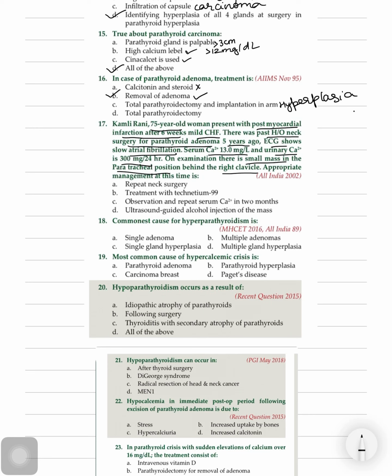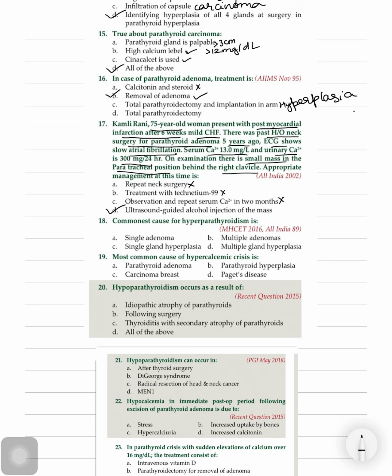Appropriate management is, so the patient is right now not stable, so neck surgery is not the option. Technetium-99 is only for the diagnosis and not for the treatment. Observation and repeat serum calcium in 2 months, no, since she is in arrhythmias. So, ultrasound guided alcohol injection of the mass would be the correct option.